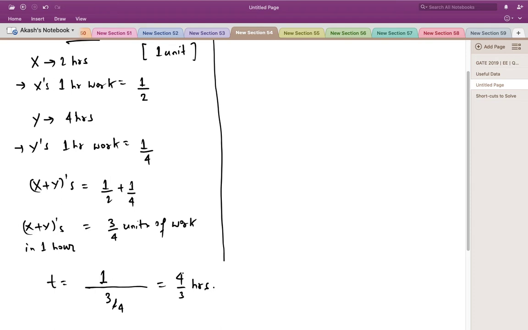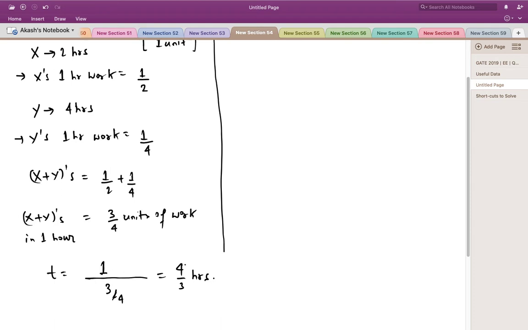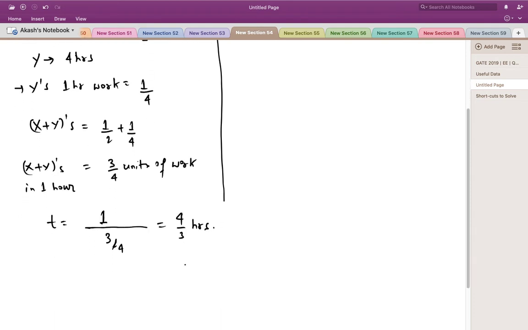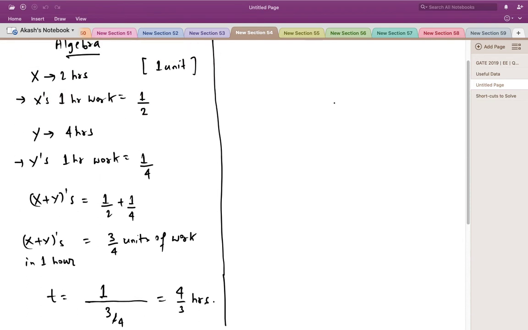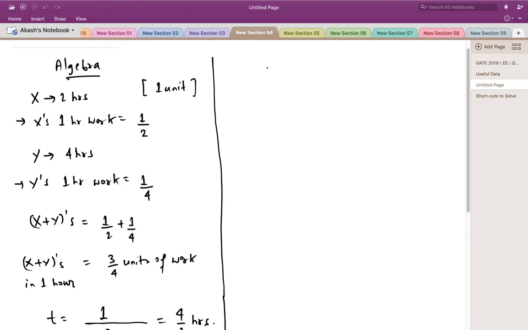So this is the total time taken by X and Y if they both work simultaneously. And we have to find that answer in minutes, so we multiply the hours by 60 to get the final answer, which is 80 minutes. Now, this was the first approach to solve the problem. Let's have a look at the second approach, which is the geometrical approach.